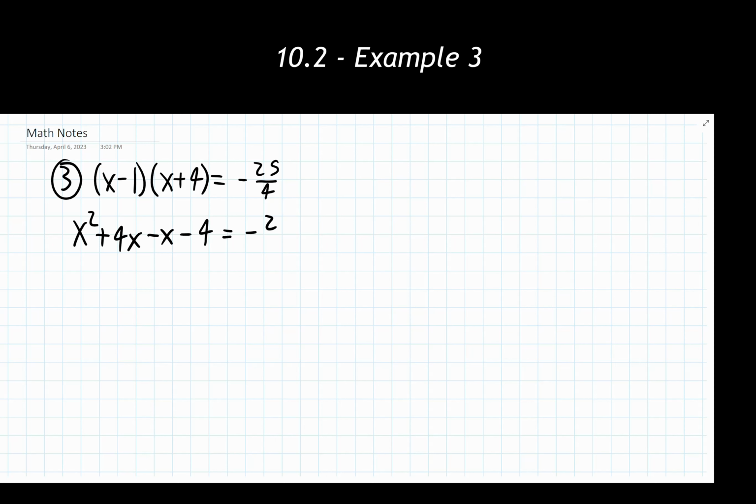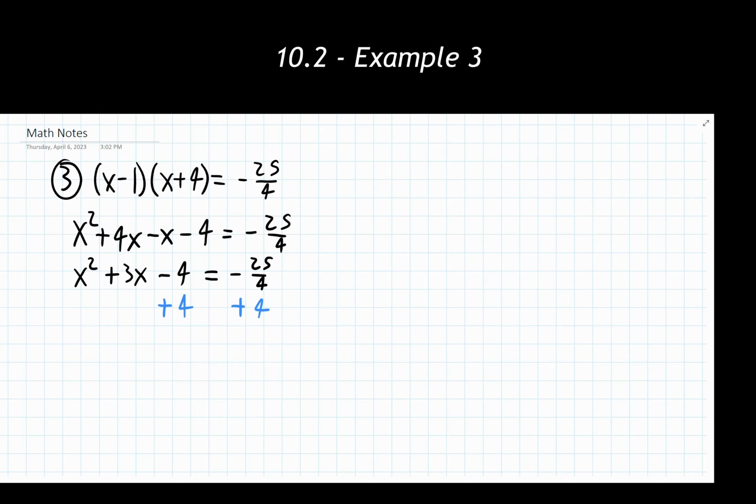So I should be getting this answer here. We should be getting x squared plus 4x minus 4, combine like terms. And I get x squared plus 3x minus 4 equals negative 25 over 4. So now that I have this left side in standard form, I can now go through and rewrite and solve this thing accordingly with the process that we learned. So to do that, I want to get the constants all on the right side of this equation, opposite the variable terms on that side.